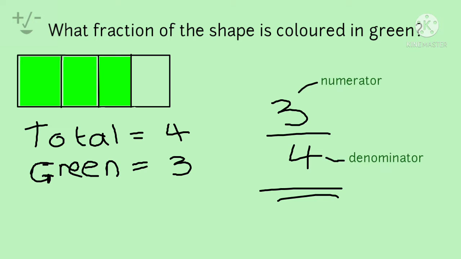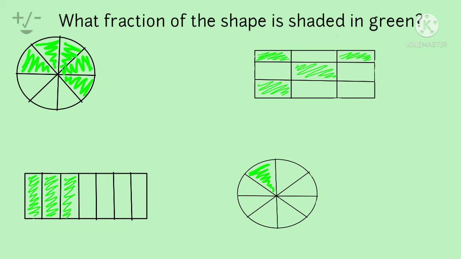The number at the top, in this case 3, is known as the numerator, and the number at the bottom, in this case 4, is known as the denominator. Okay, so now you can pause this video and have a quick go at these 4 questions, and then I'll go through the answers.